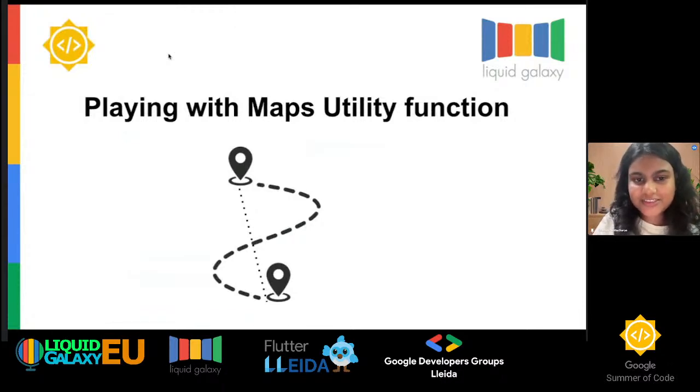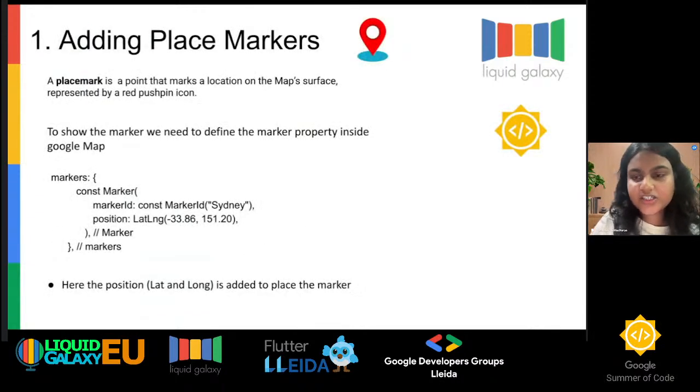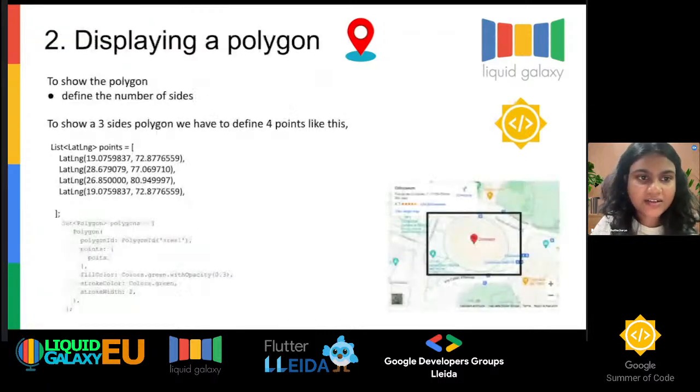Next is implementing the utility functions provided by the maps class. So first we could do is adding placemarks. A placemark is a point that marks a location on the map surface represented by a red pushpin icon. So you can also make it better. I mean, you can use other icons as well. But for simplicity, I've used the default one, a red pushpin. You can refer to the following code for implementing that.